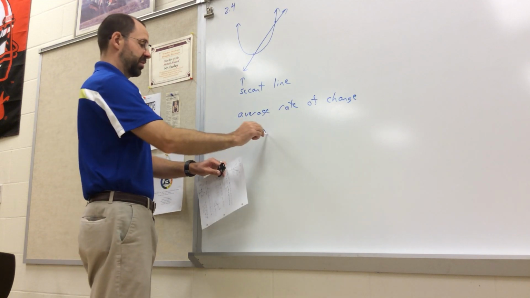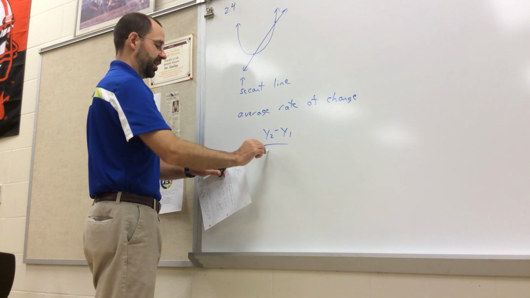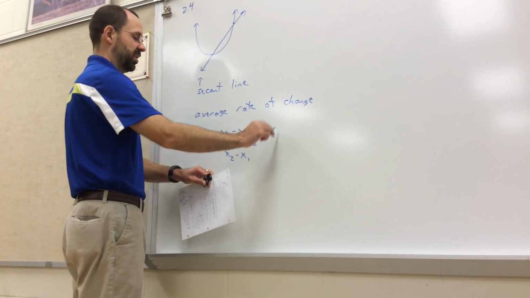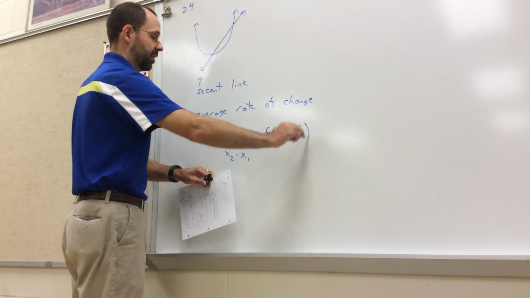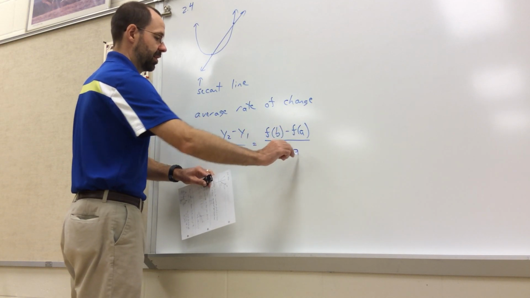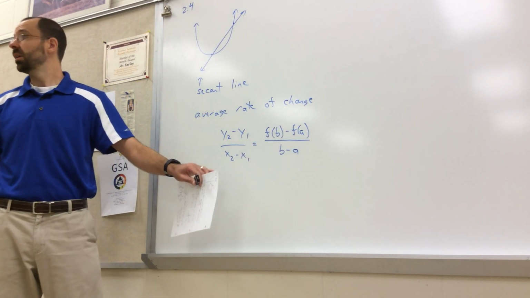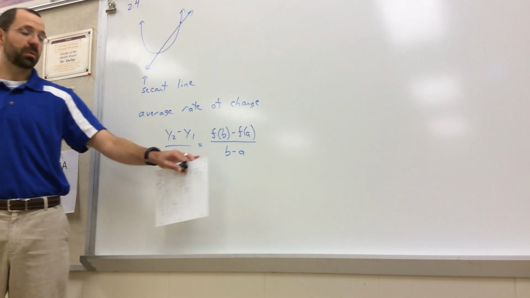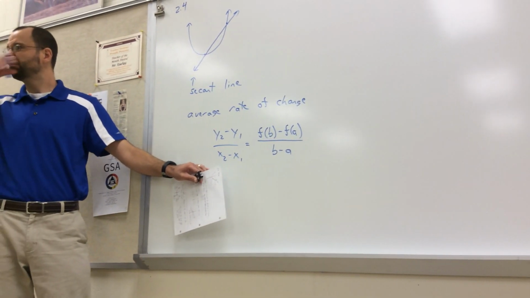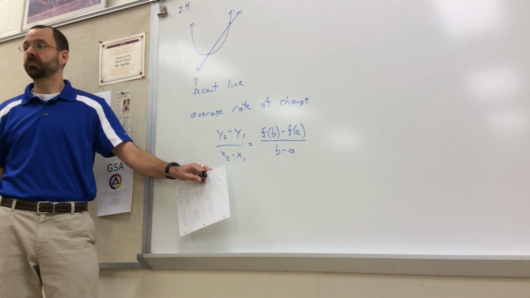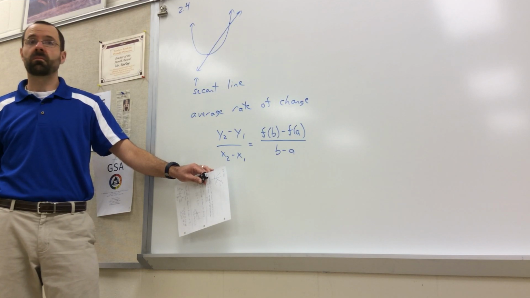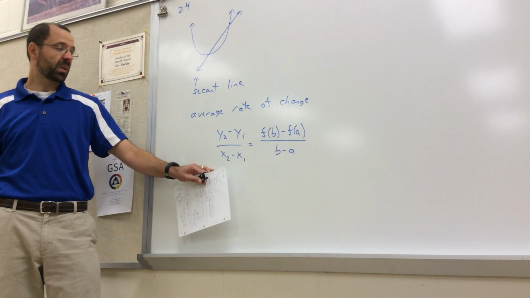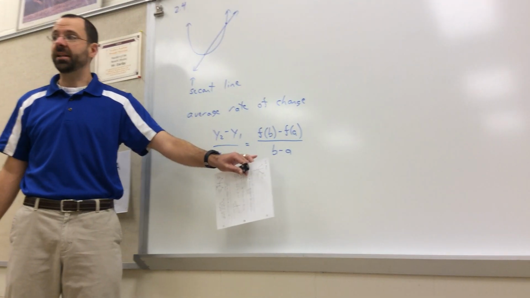Which is y2 minus y1 over x2 minus x1. But in calculus, sometimes we call that f of b minus f of a all over b minus a. It's the same formula. This is just a y minus a y and an x minus an x. Okay, so this is called the average rate of change.